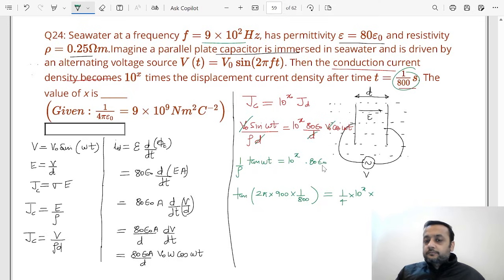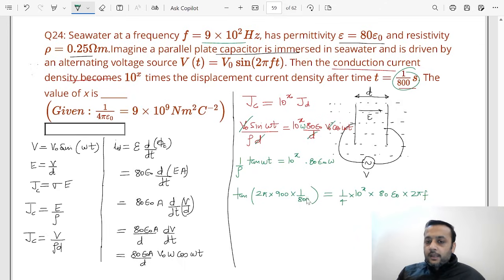80 epsilon naught. I think here omega will also come. I think we have missed the omega. In J displacement, yeah, omega was also here, V naught omega. So this omega I have missed here, so this omega was also present. Let me write here. Rho I have taken on this side, so this is the value of rho. 10 to the power x is present here. 80 into epsilon naught into omega. Omega is nothing but 2 pi into f.